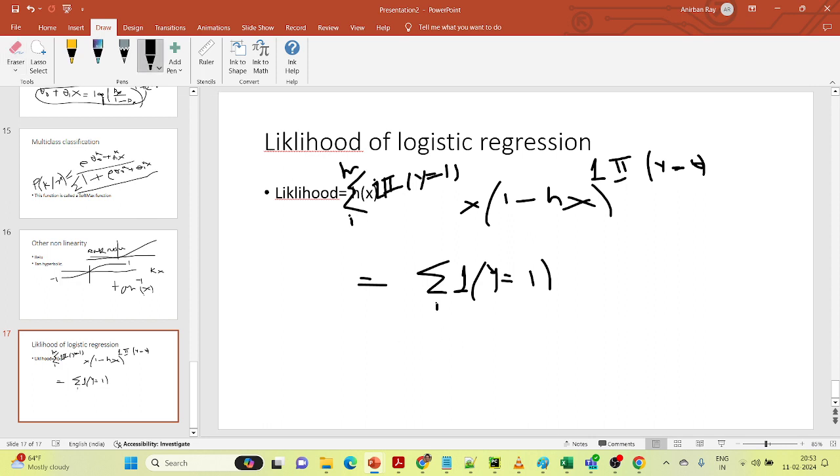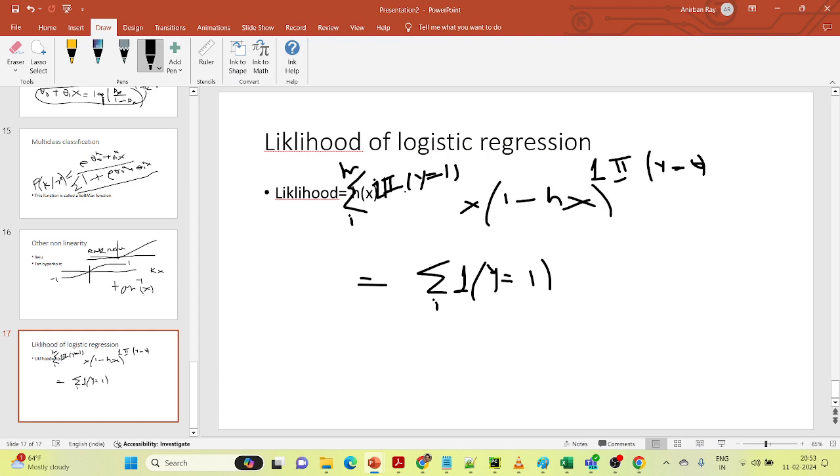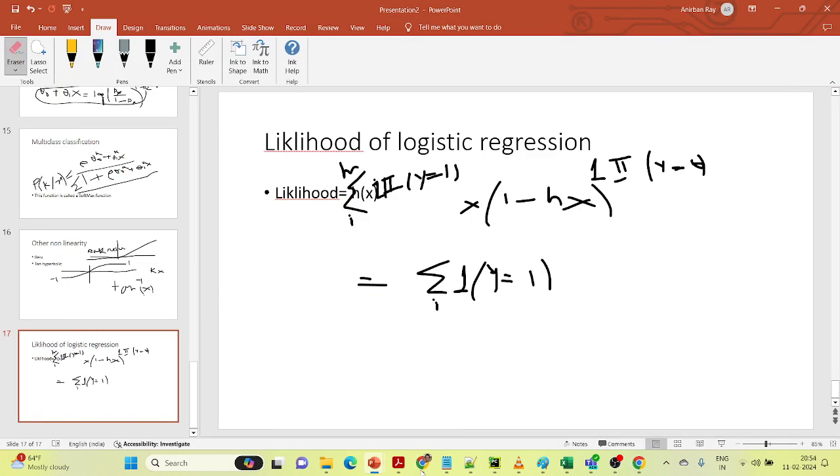Summation over i of training examples, and this. So how will you solve this problem? For y equals 1, this will remain. Log is not required. You can understand that h of x is given as 0.8 to the power 1. This will be a product actually.